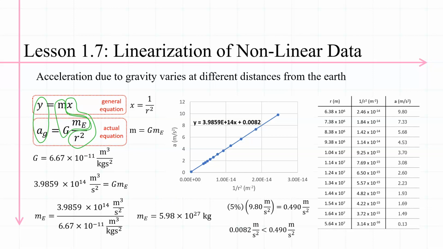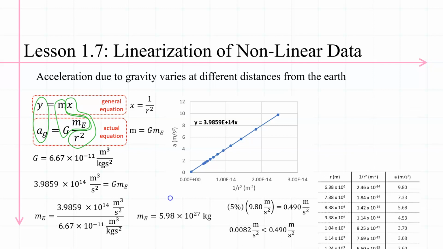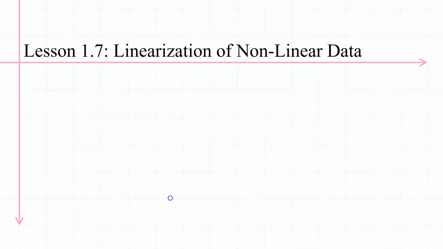It absolutely is, so I can change the linear equation to get rid of that term entirely, and I'm left with 3.99 times 10 to the 14th x as my proportional relationship. All right, so that was an inverse square linearization.